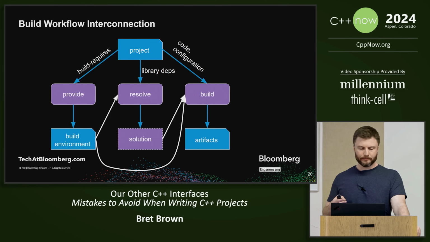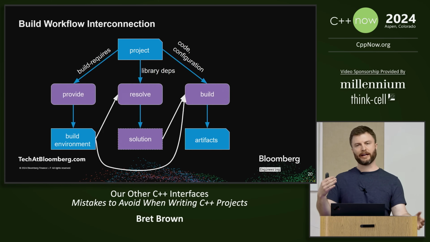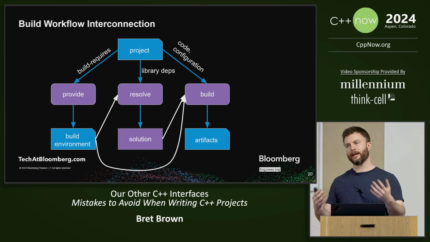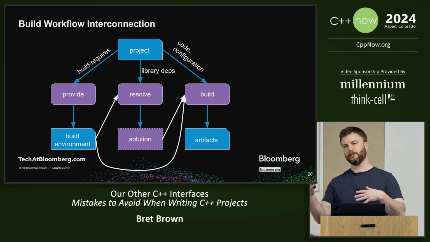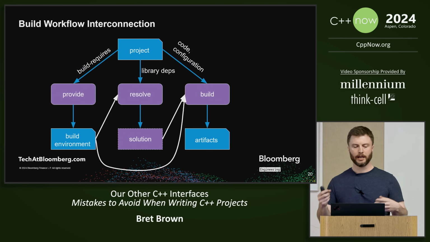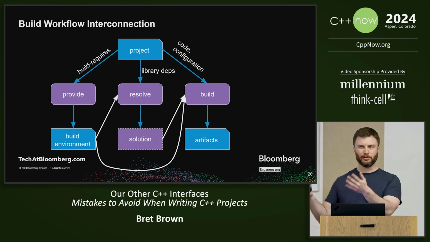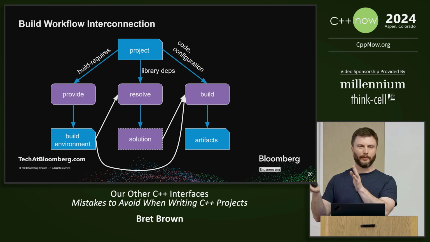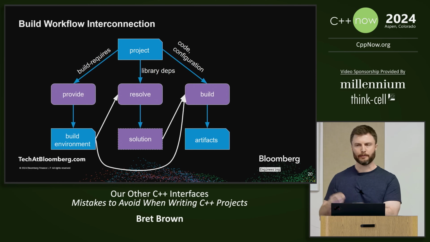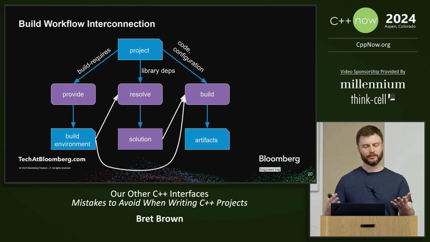So the provide, and these steps feed into each other. This is to illustrate that. You provide a build environment. The resolve step takes that build environment and your inputs and produces a solution, which is what I call the directed graph that's being modeled here. And then the solution produces, sometimes implicitly, but in some build systems you can model it that way, actual build commands, compile invocations, linker invocations, that sort of thing.